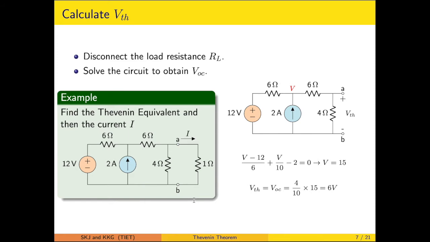So there is a process to find out the VTH. The simple procedure for the open circuit voltage is to disconnect the load resistance and then solve the circuit. The only point is, the load has to be disconnected, and the rest of the circuit should not be changed. So this is a circuit consisting of a voltage source and a current source. This is the terminal of interest, the load resistance is 1 ohm, and we are interested in finding the current through this 1 ohm.